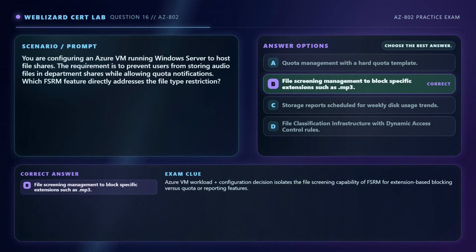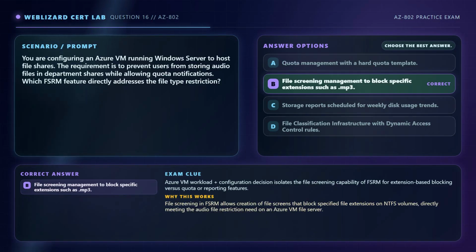The correct answer is B. File screening management to block specific extensions such as .mp3. File screening in FSRM allows creation of file screens that block specified file extensions on NTFS volumes, directly meeting the audio file restriction need on an Azure VM file server. Azure VM workload plus configuration decision isolates the file screening capability of FSRM for extension-based blocking versus quota or reporting features.